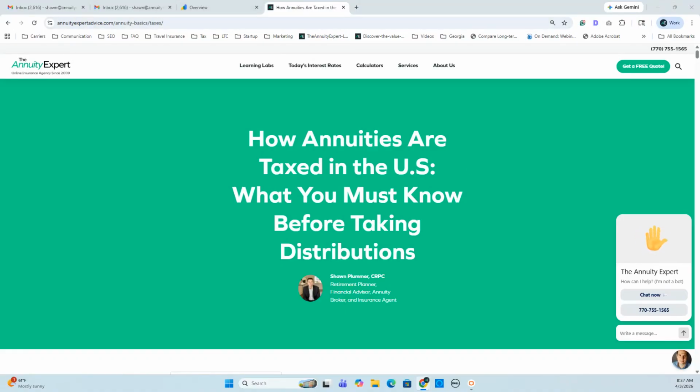Okay, so the answer to the first question, do you pay taxes on annuities? Yes, annuity income is taxed as ordinary income, not capital gains. So that's important to know. So ordinary income is considered federal and state taxes. Think of it like you're still working and you're collecting a paycheck and you're going to get taxes taken out of that paycheck each and every year.